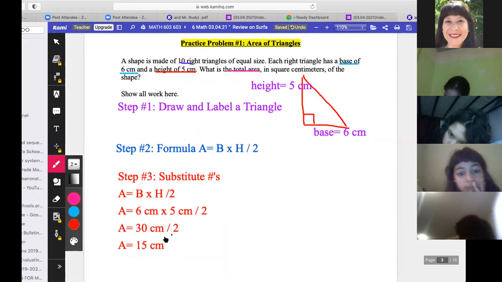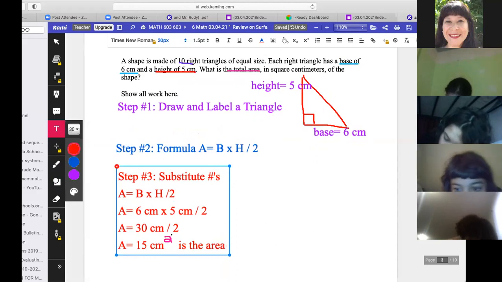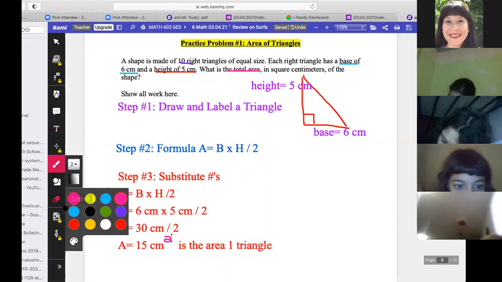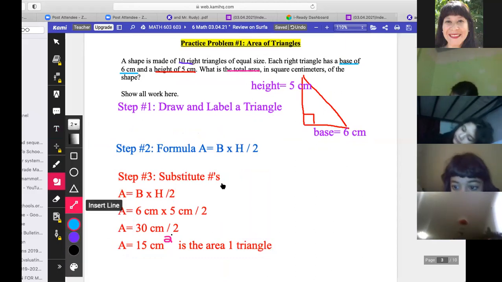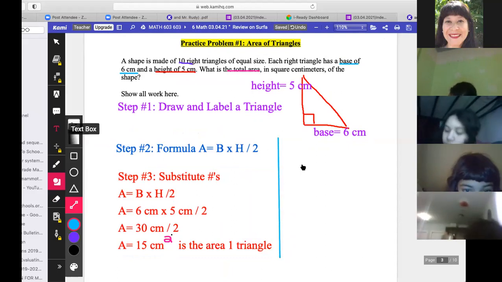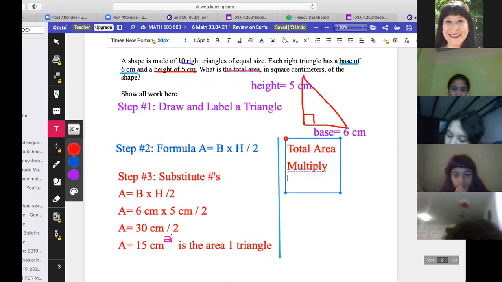Squared. And what does that represent? That represents the area of one triangle, but it says a shape is made out of 10 right triangles, and we need to find the area of all those 10 triangles. So what we have to do is 10 times 15, which equals 150 centimeters squared, and that is our area of the shape.